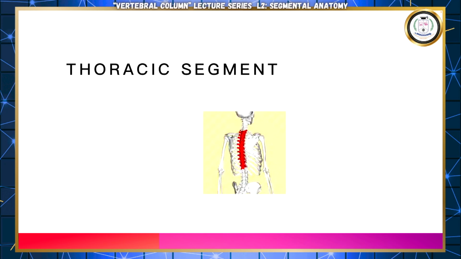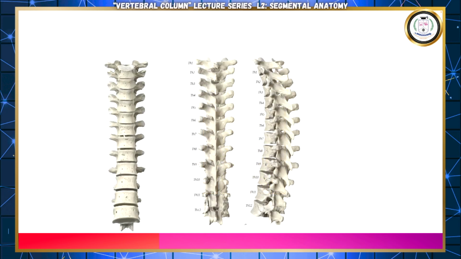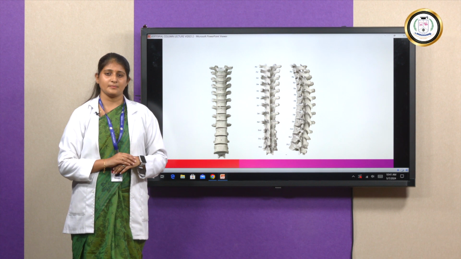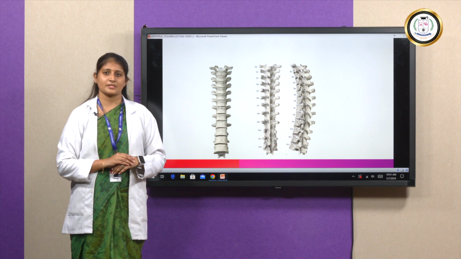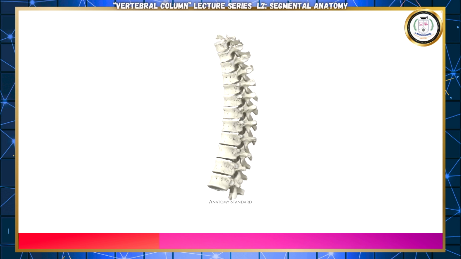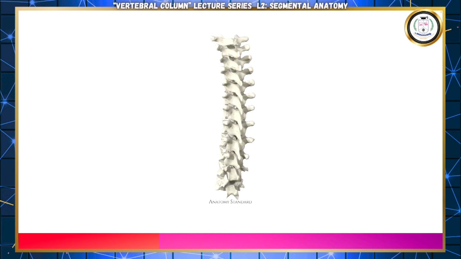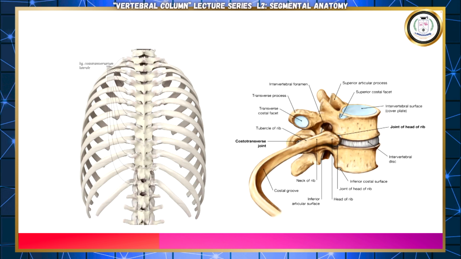So here we could see the next segment, thoracic segment. Here we have the 12 thoracic vertebrae. These vertebrae articulate with the ribs posteriorly and the ribs articulate anteriorly to the sternum. So here we have all the arrangement of 12 thoracic vertebrae. So this is how it is articulating with the ribs.